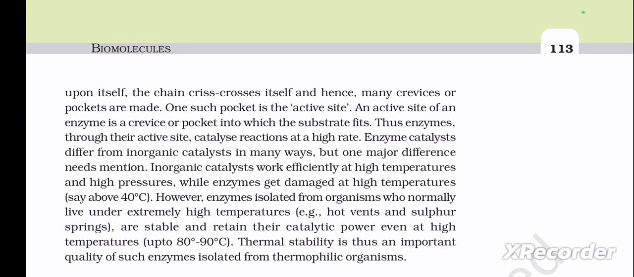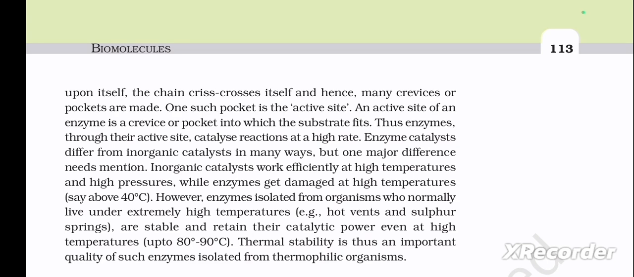Enzyme catalysts differ from inorganic catalysts in many ways, but one major difference needs mention. Inorganic catalysts work efficiently at high temperatures and high pressures, while enzymes get damaged at high temperatures, say above 40 degrees centigrade.